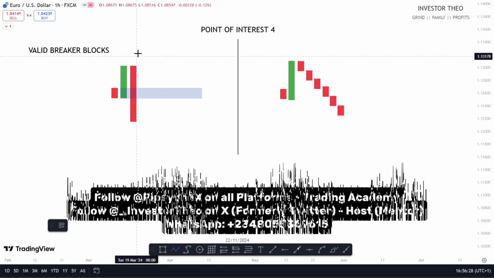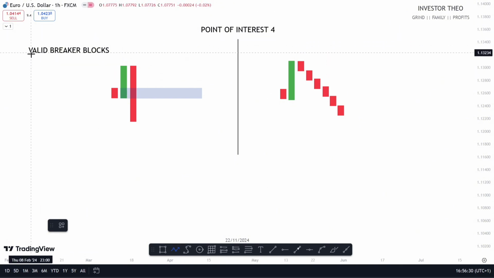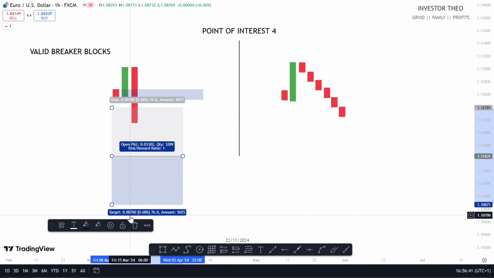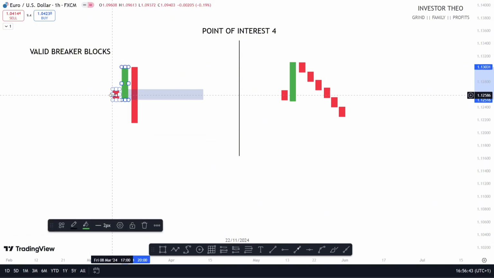So definitely we're talking about point of interest 4, and we have the valid breaker blocks concept on our screen. Basically, I'm going to show you two examples over here: this is a valid breaker block and this is not a valid breaker block. The first example here on the screen is a valid breaker block.